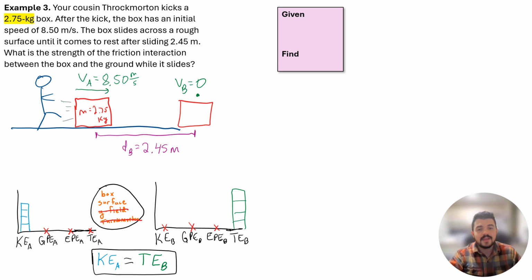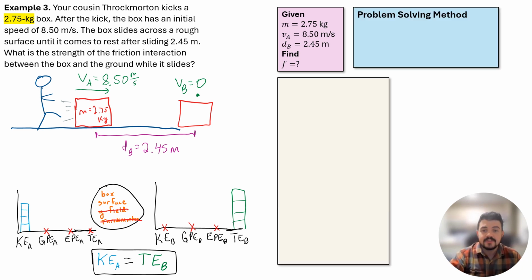All right. With that, I'm going to make a list of the information that I've been given, the information I want to find. It's helpful to organize myself in that way. I know that the mass of the box is 2.75 kilograms. I know that the speed at moment A is 8.50 meters per second. And I know that the distance the box has traveled by moment B is 2.45 meters. Now I know I'm trying to find the strength of the friction interaction, which is abbreviated lowercase f. So there we go. That's what I'm trying to do. Let's go ahead and solve some problems.